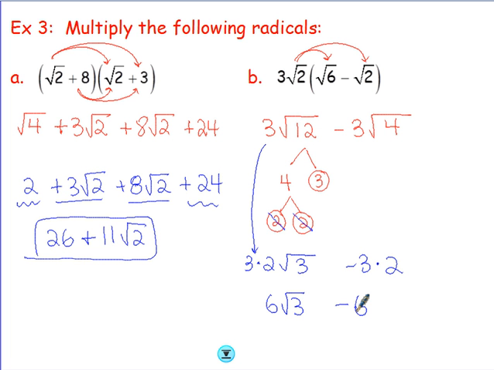If we look at what we have there, we have one that is a radical and one that is not a radical. So neither of those are like terms. I'm going to go ahead and put a box around my answer as I see it.